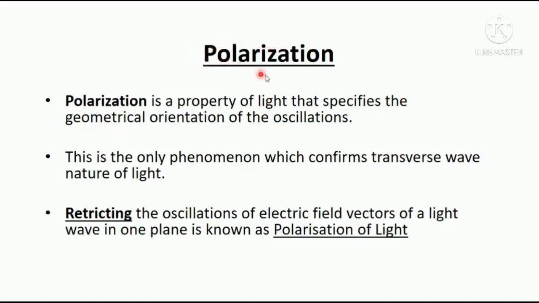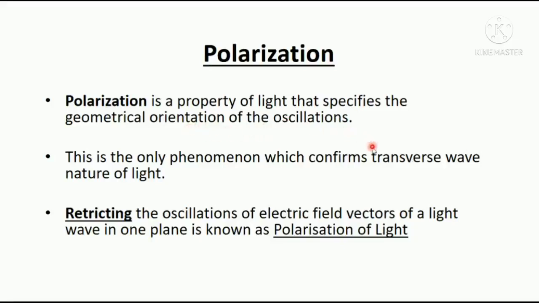Polarization is the property of light that specifies the geometrical orientation of the oscillation. As we know that light shows the dual nature, it shows the particle-like nature as well as a wave-like nature. So light is considered to be electromagnetic wave which is transverse in nature, and polarization is the only phenomena which confirms the transverse wave nature of the light.